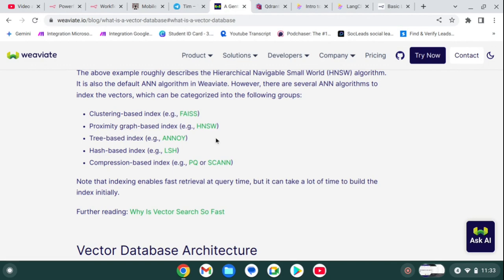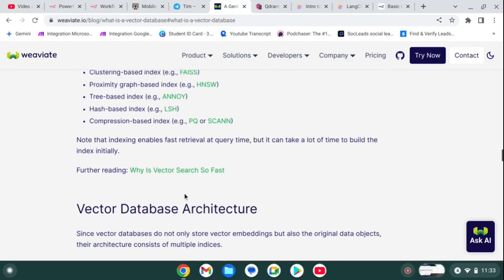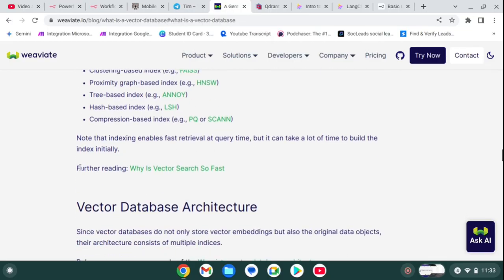Means graph index, tree based index, hash based index, compression based index. These are the names of the indexes used in a vector database. Note that the indexing enables fast retrieval at query time, but it could take a lot of time to build the index. For further reading, we can also read this article from the internet.